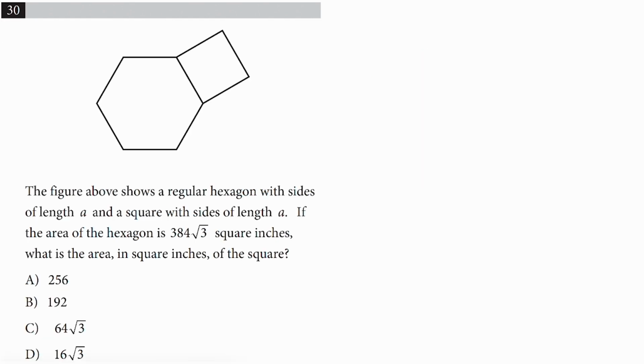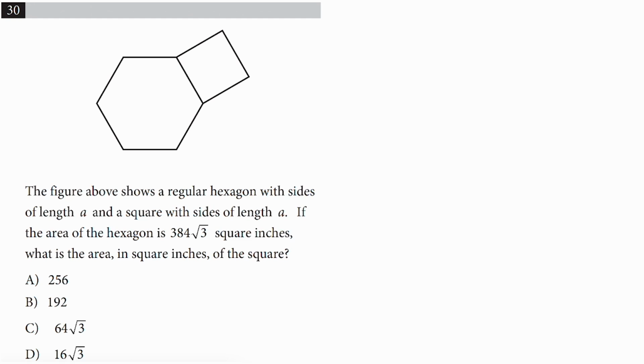The figure above shows a regular hexagon with sides of length a and a square with sides of length a. If the area of the hexagon is 384√3 square inches, what is the area in square inches of the square? Now, most students are going to read this problem and freak out and think, I don't remember the equation for the area of a hexagon, and the equation is not in the cheat sheet. What do I do? Stop freaking out.